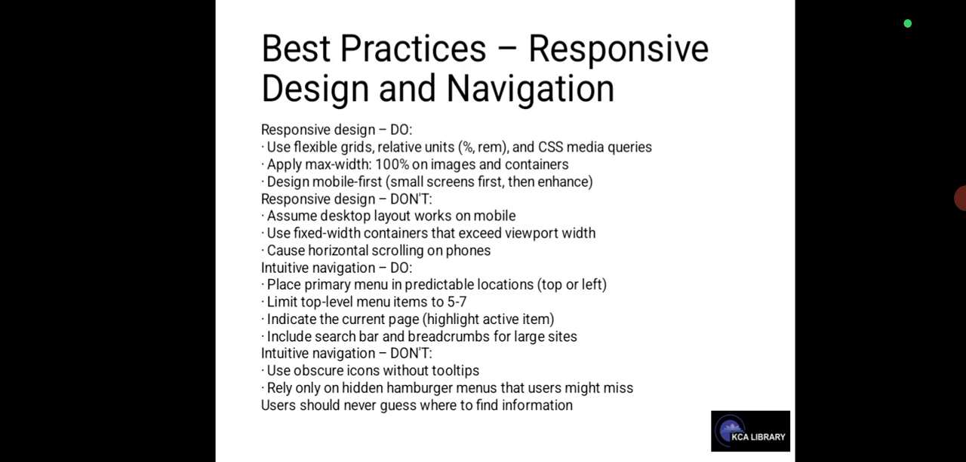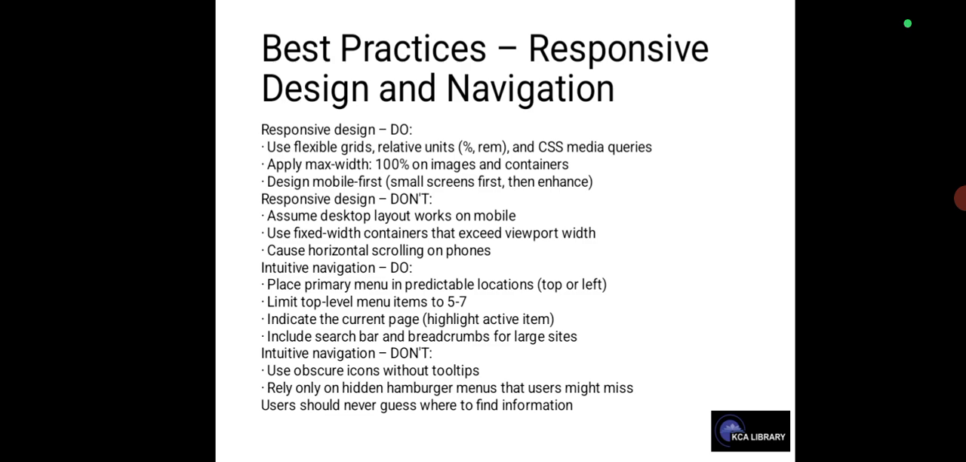So then place primary menu in predictable locations, either top or left. Most of the websites we see, we either find it in the top or at the left region. So limit top level menu items to 5 to 7. Don't make that place clumsy. Summarize it into 5 points or so. Then indicate the current page. All right. Highlight active item. Also include a search bar and breadcrumbs for large sites.